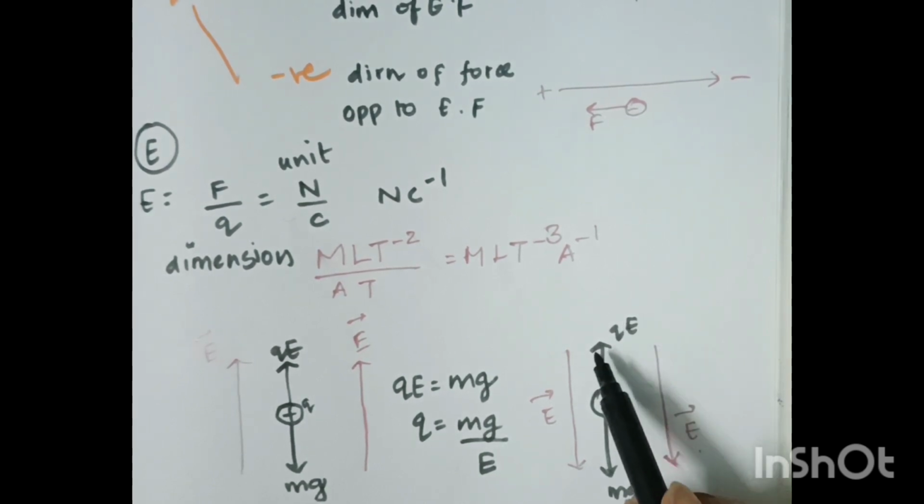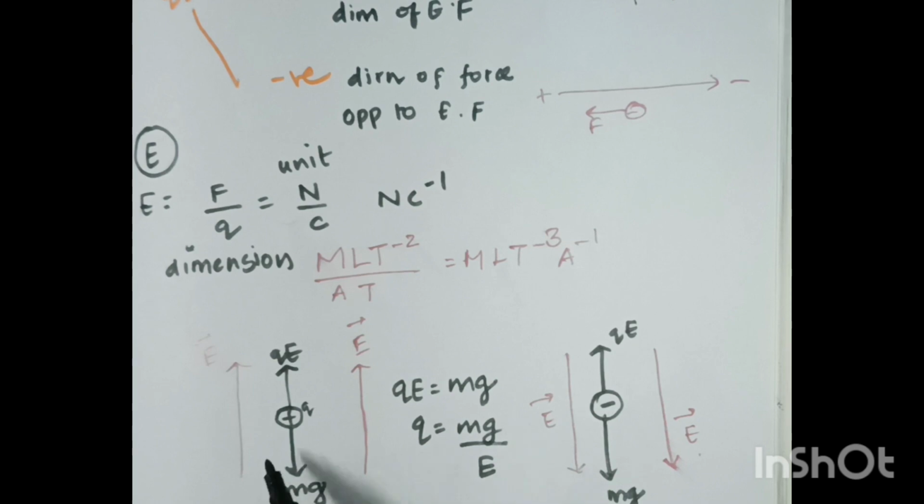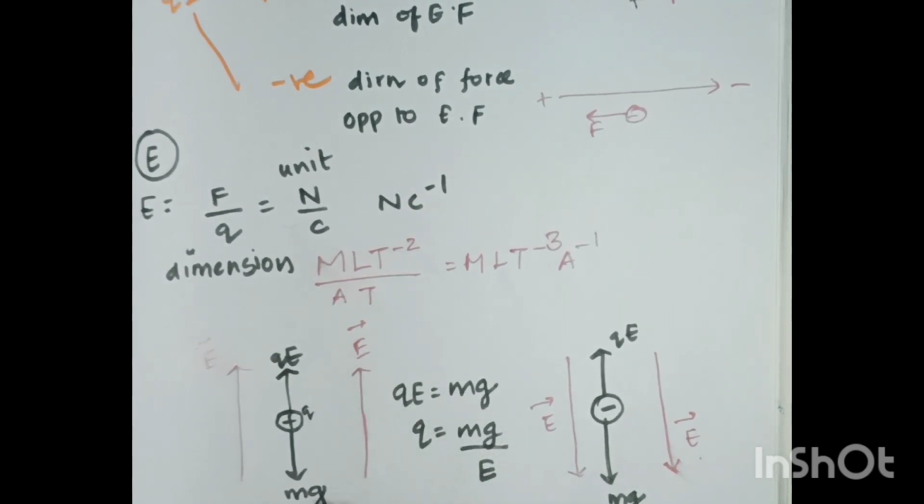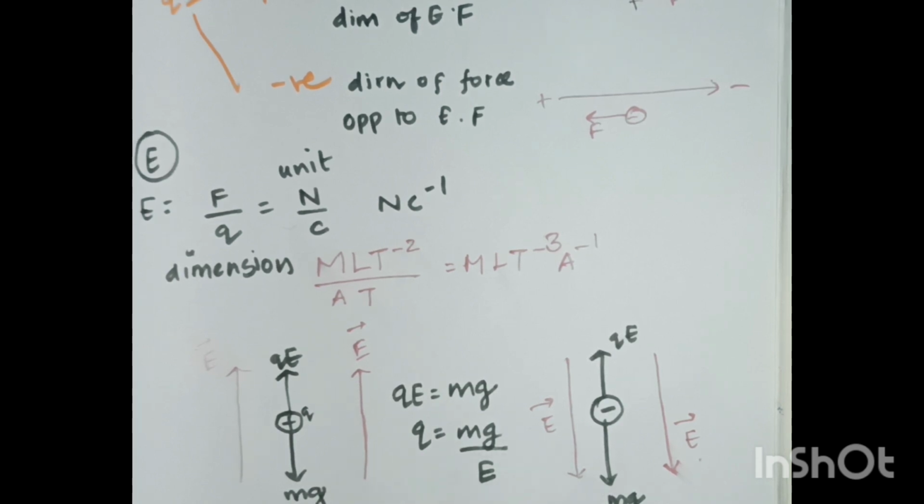That is QE in the upward direction, and this charge will be at equilibrium when QE equals mg. Then this charge will be in equilibrium because the forces balance each other. So QE equals mg. From this we can determine Q equals mg by E, or whatever we want, depending upon the question we can use it like this.